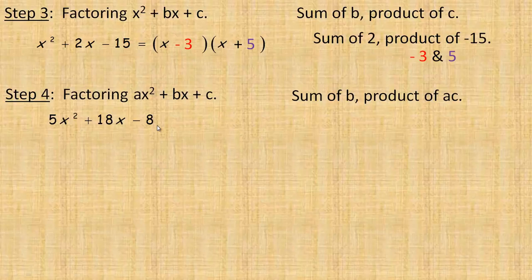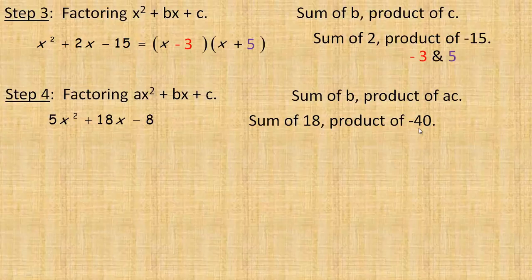So 5x squared plus 18x minus 2 is what we're factoring. So the sum would be 18. And the product would be negative 40, because 5 times negative 8 is negative 40. And those numbers are 20 and negative 2. There's lots of pairs of numbers that multiply to negative 40, but that's the only pair that also adds to 18. So what we do with these, and this method is actually called decomposition. I'm going to show you another one as well.